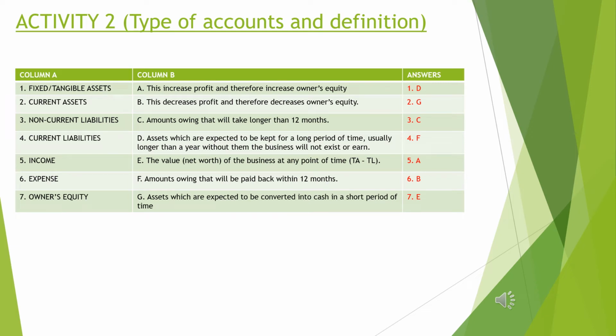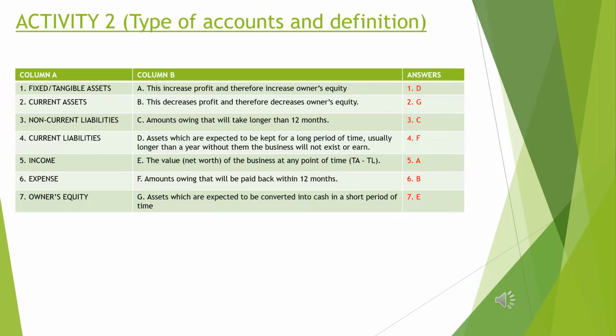Welcome to Accounting 101. We are still under the topic of basic accounting concepts. So on this activity, we will be matching column A versus column B. With column A, we are referring to these particular accounting terms. If I could mention just a few, it's fixed or tangible assets, current assets, non-current assets, current liabilities, income, expense, and owner's equity. So we are going to match these accounting terms with their correct explanations. So let us begin.